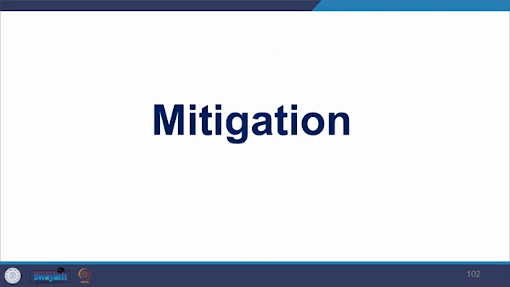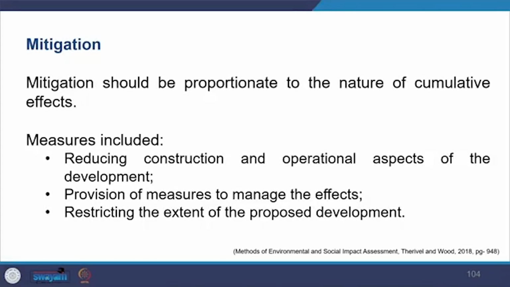Then moving on to mitigation. This is cumulative, so the mitigation approach will be very different here, because no one particular project is taking care of the mitigation. Mitigation should be proportionate to the nature of cumulative effects. Some exemplary measures include reducing the construction and operational aspects of development. So the number of development projects which are happening might need to be reduced. You might also need measures to manage the effects, and also restrict the extent of the proposed project. So how much restriction you put on the proposed project.